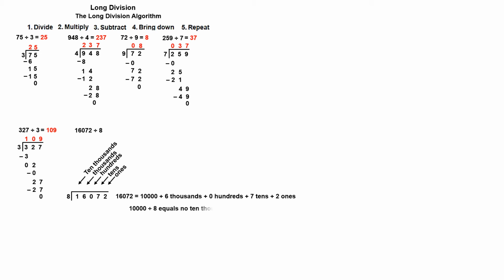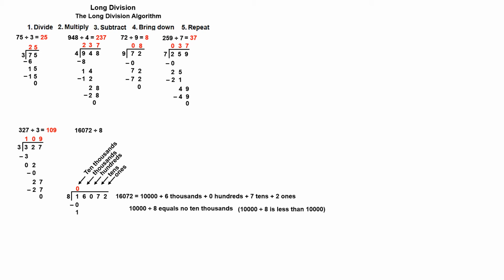Dividing 10,000 by 8, we get no 10,000s because 10,000 divided by 8 is less than 10,000s. It means that 8 does not go into 10 of the 10,000s. So the quotient will not have any 10,000s, and we put 0 in the quotient in the 10,000s place. We now multiply the 8 and the 0 and put the answer right under the 1. Subtract 0 10,000s from 10,000. Write your answer directly below the 0.